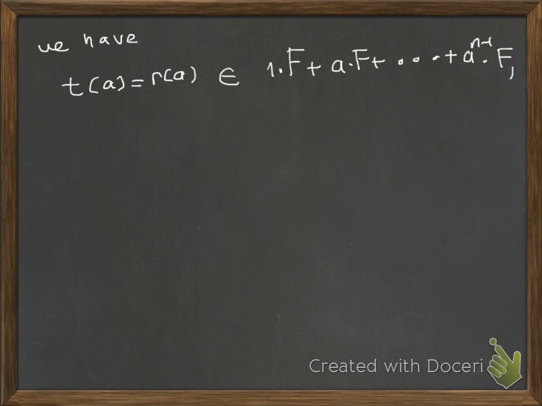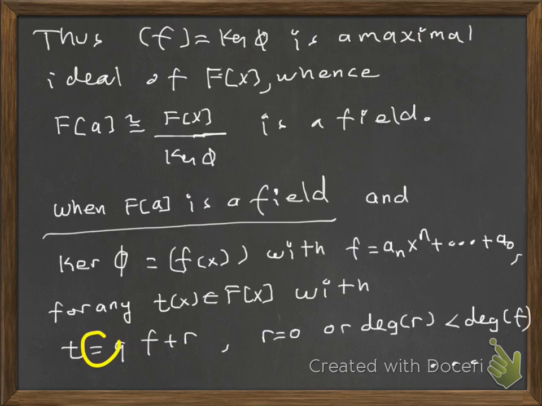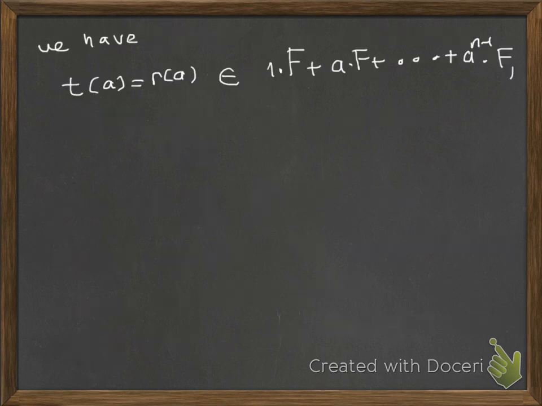Then, once again, if you evaluate both sides of this equality at the point a, you get t(a) equal to r(a). Since r is either 0 or its degree is less than that of f, that puts t(a) right in this subspace, right? This is an F-subspace of the field E.